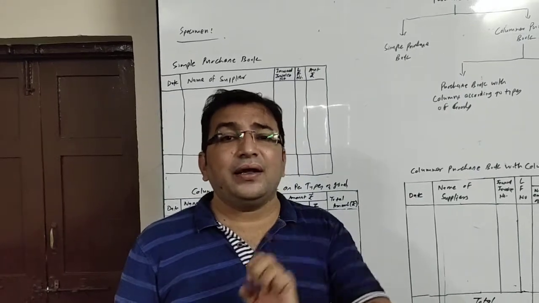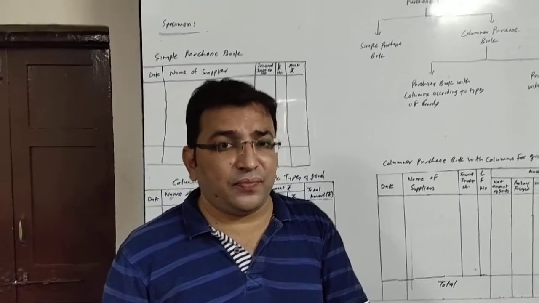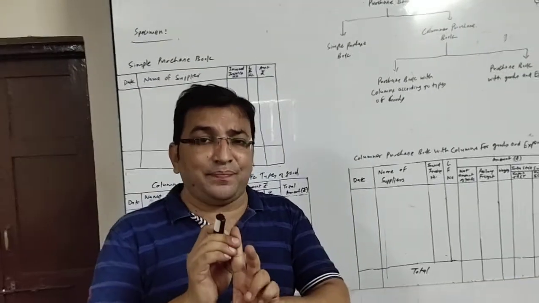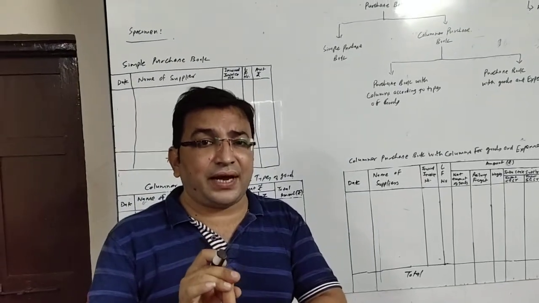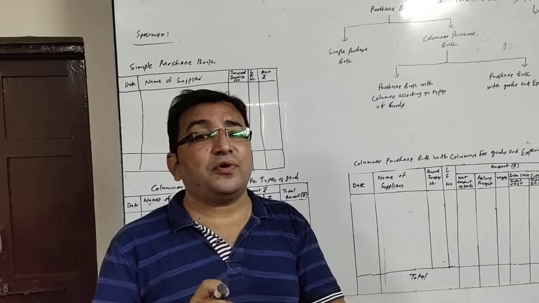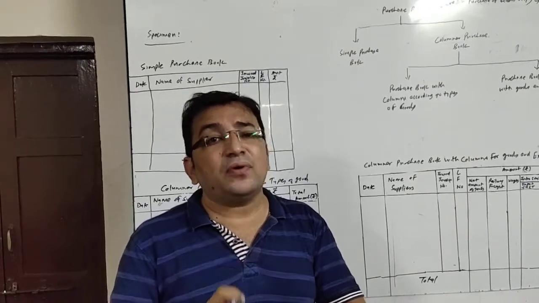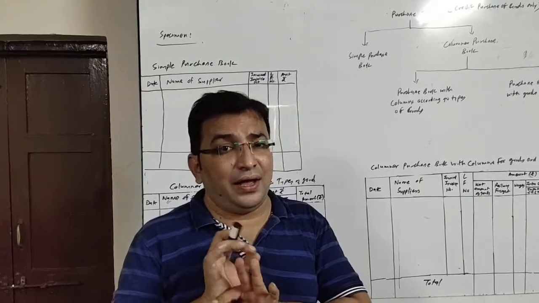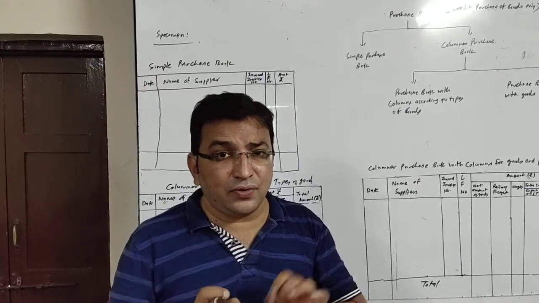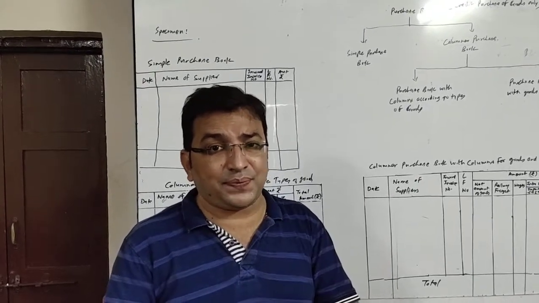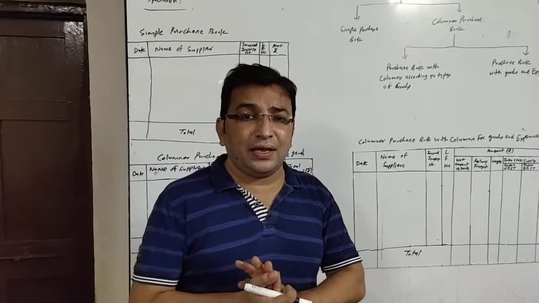There are mainly three types of purchase book. One, simple purchase book; second, columnar purchase book with goods column; third, columnar purchase book with the columns of goods and expenses. So today we are going to see one by one the specimen of all three.